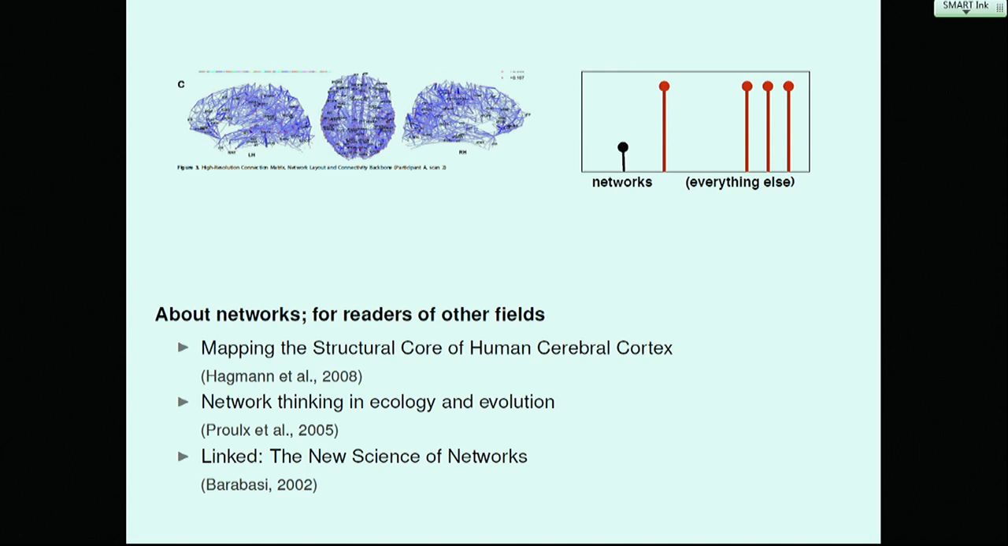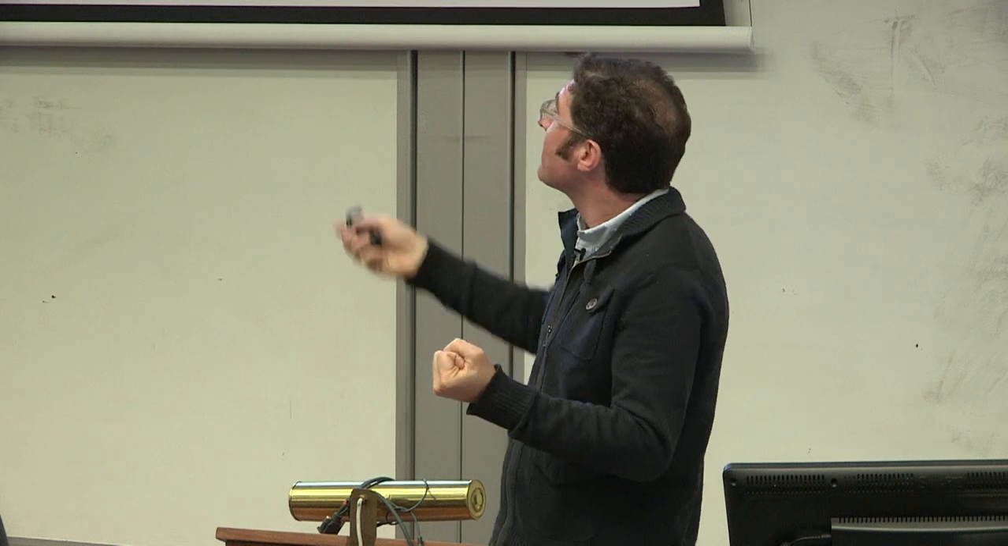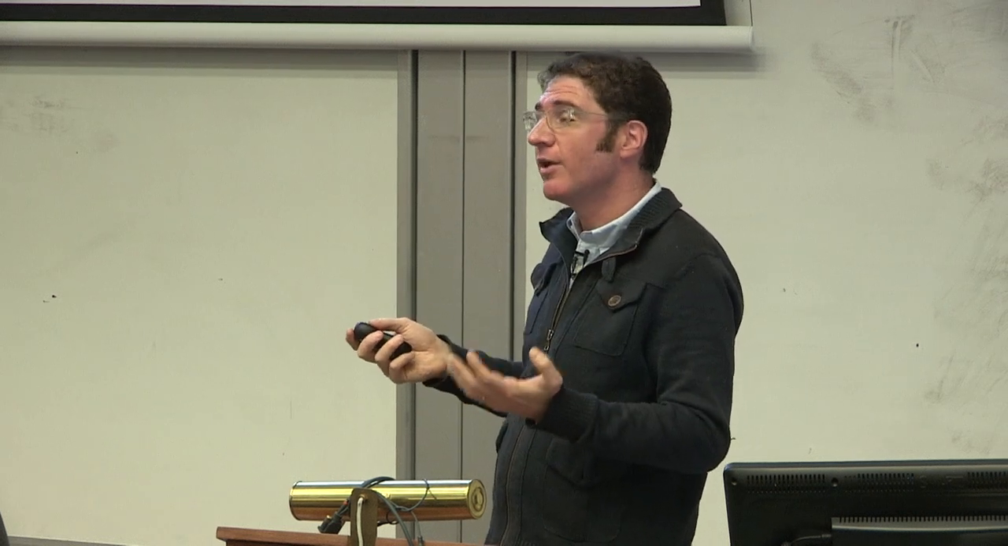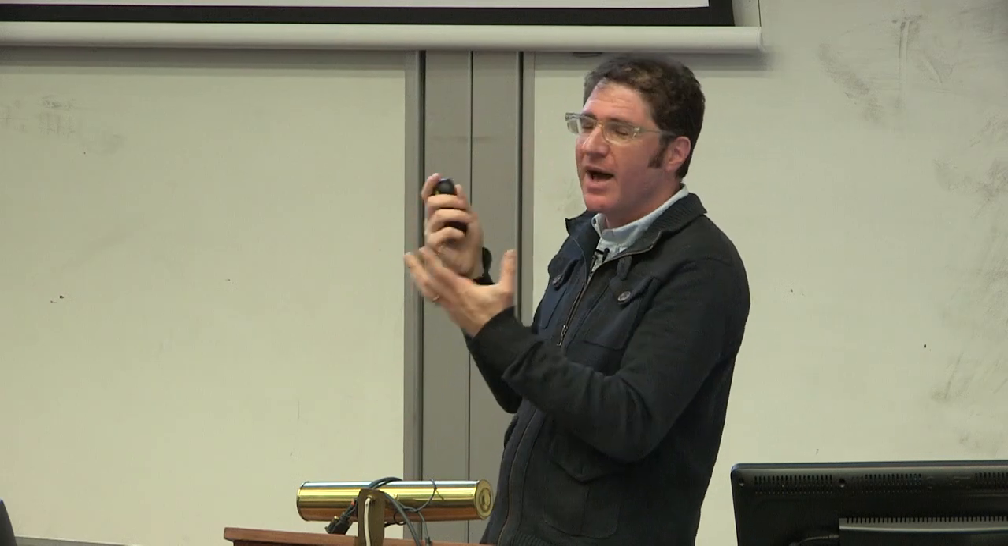Here you see things like mapping the structural core of human cerebral cortex, network thinking in ecology and evolution, and linked to the new science of networks. And these first two are kind of classical interdisciplinary papers, right? I took network analysis and I applied it to another discipline. So it was very interesting, and they happened to be good papers, and it was interesting to people in that discipline. The last one is like a popular science book about networks, right? And so that is not only interesting to readers of networks, but interesting to a broad readership. And we could probably divide up these two signals in other ways as well.